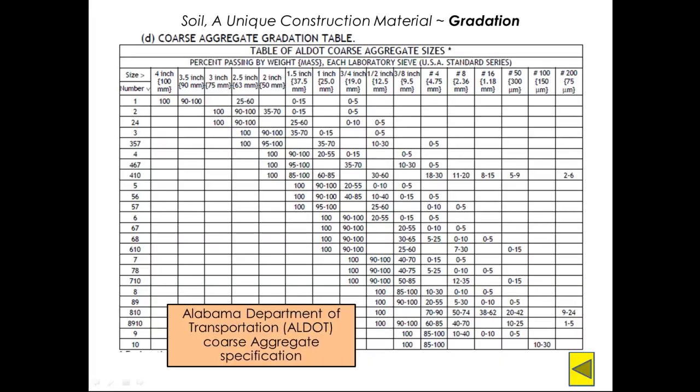Here is an example from the Alabama Department of Transportation specification book. Down the left side of the chart, we see the different ASTM standard aggregate number types. And across the top, we can see the various sieve sizes. So for example, if the specification calls for a number 7 aggregate to be used in a concrete mix, we can see that it will have rock particle sizes mainly in the 3/4 inch down to the number 8 size.